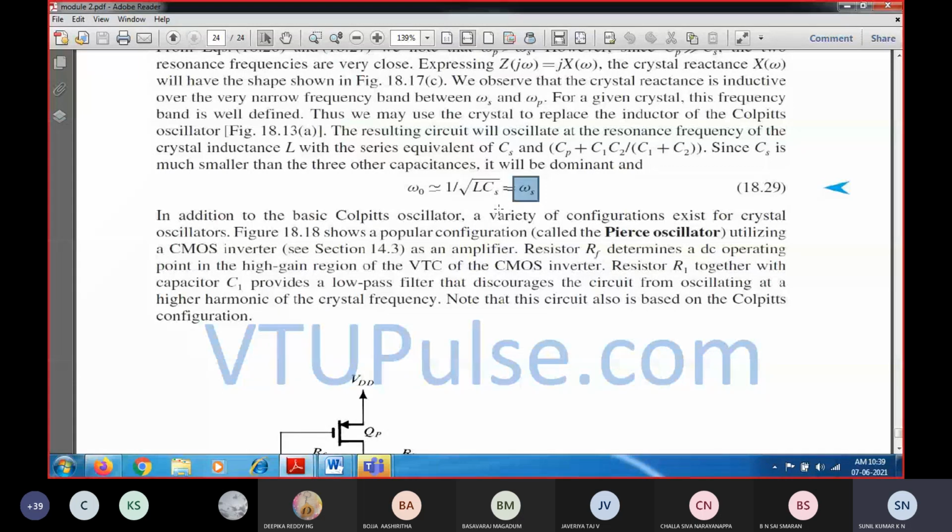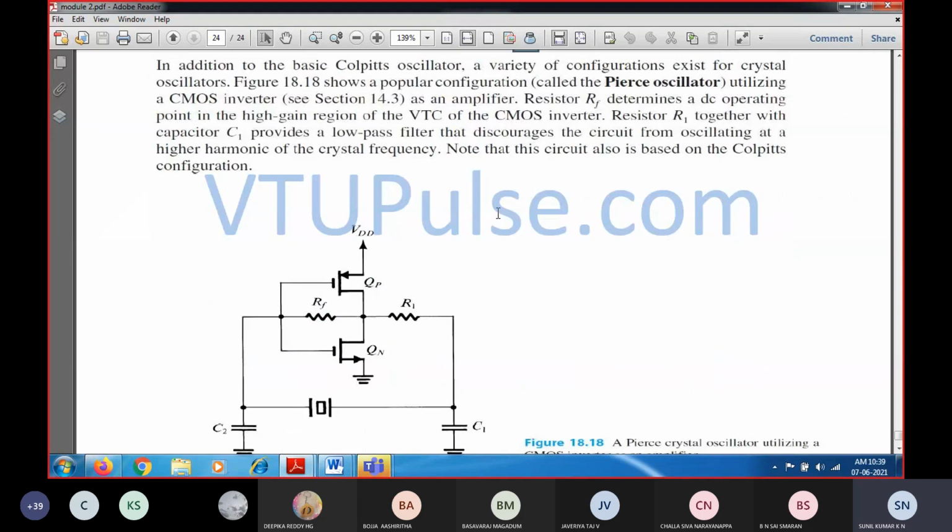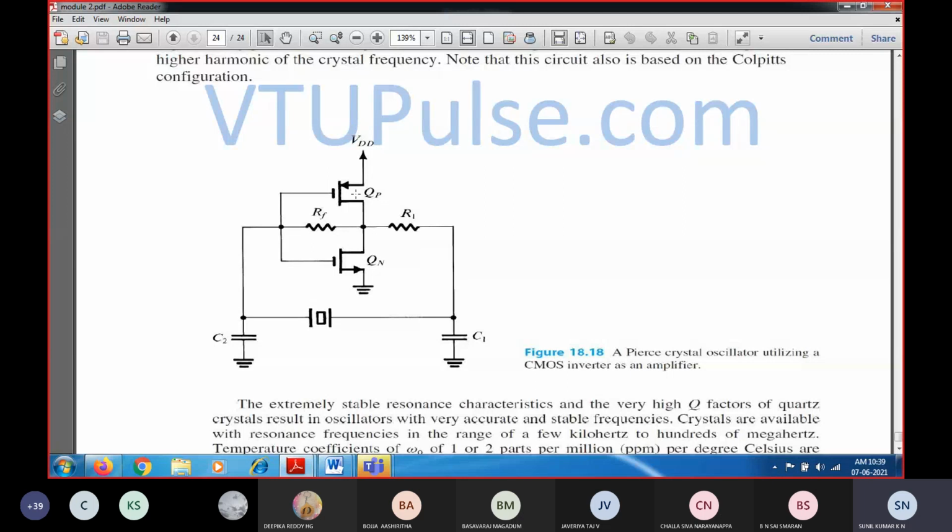Another important oscillator topic which is going to be studied here is the Pierce oscillator. You can see this is a Pierce oscillator, and in this Pierce oscillator, this is the inverter circuit. It is going to have an NMOS as well as a PMOS transistor over here, so this can be considered as a CMOS inverter. Outside, the crystal is connected parallel to the inverter amplifier.